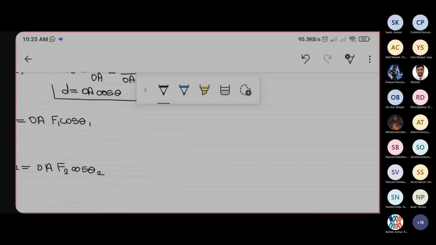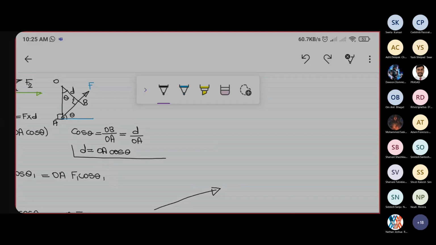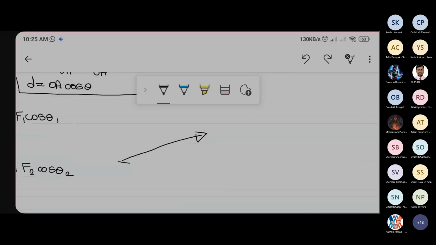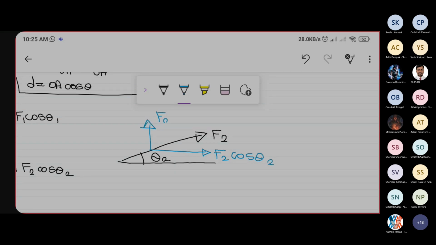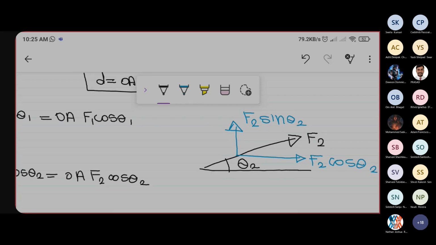Okay. How was the diagram? This is your F2, right? Making angle theta 2. So what will be this x component and y component? Let's write. It will be F2 cos theta 2 and F2 sin theta 2.